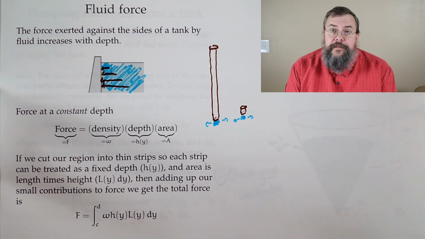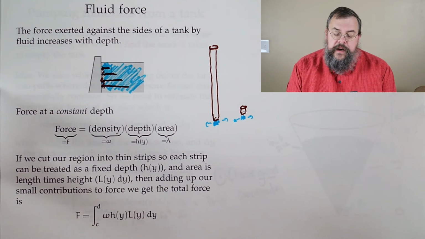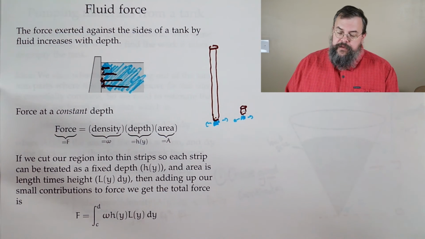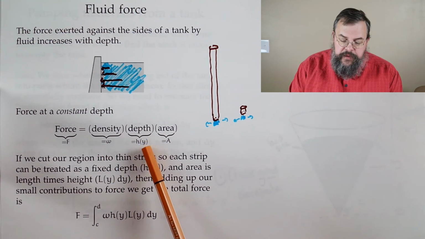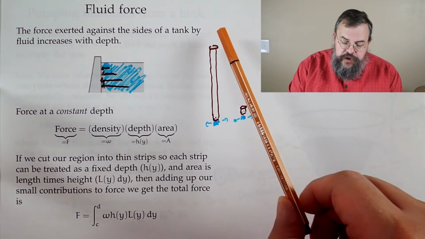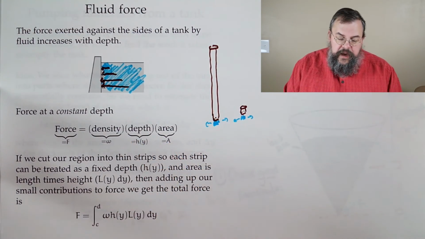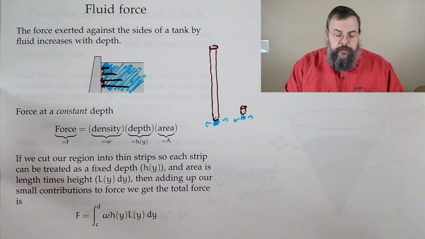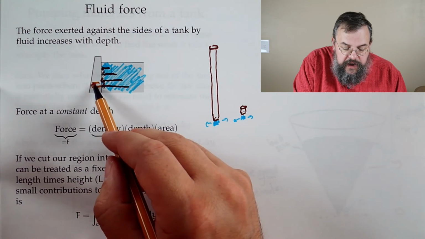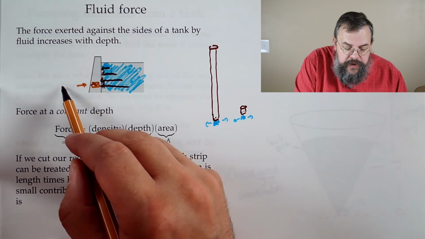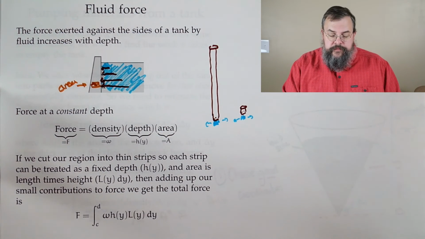So what do we have? Our force at a constant depth requires us to take into account the density of our material and our depth. That's what's pushing down on us. And then we have the area. What does the area correspond to? The area is the picture. It's our little tiny piece that the water is pushing against.